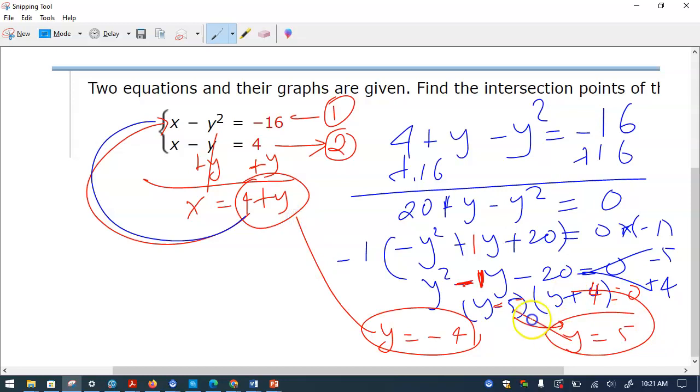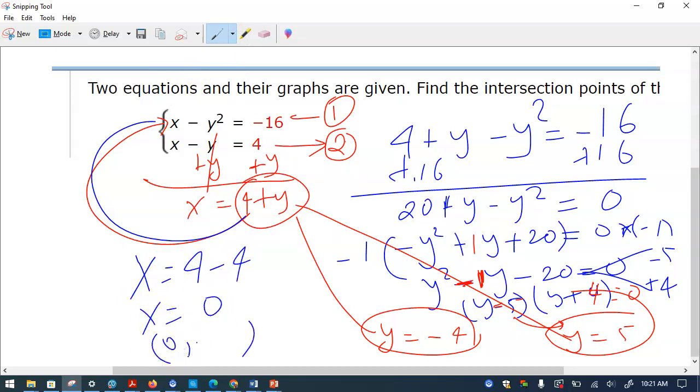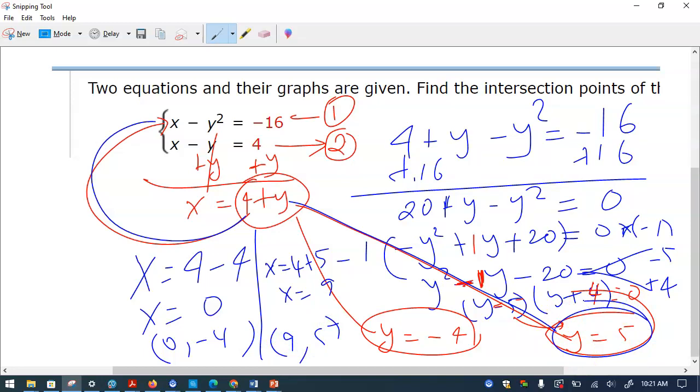So now you put this and you put this. The first time you put y as minus 4, x becomes 4 minus 4 is 0. So the point is 0 and negative 4. And then you put this one here, you get x equals 4 plus 5, which is 9. So it will be 9 and 5. So this two is y, is the output. See? So hope that helps.